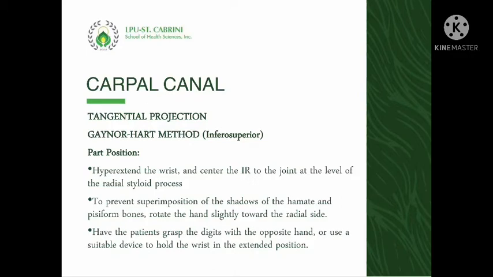The wrist is placed in a hyperextended position with the digits being grasped by the patient's opposite hand or by a bandage to hold the position. Rotate the hand slightly towards the radial side to prevent superimposition of the shadows of the hamate and pisiform bones. The joint at the level of the radial styloid process should be centered to the image receptor.